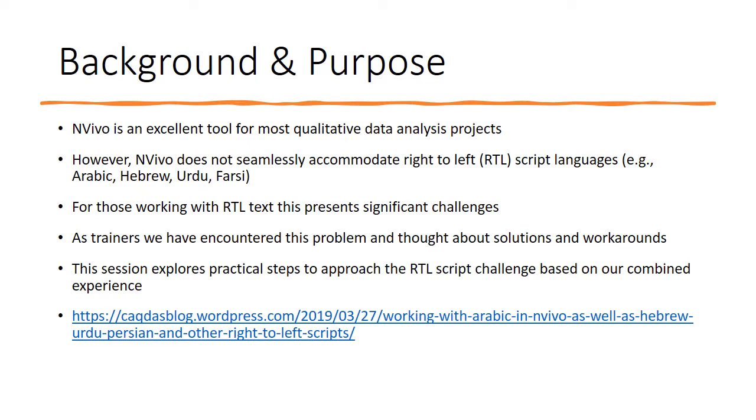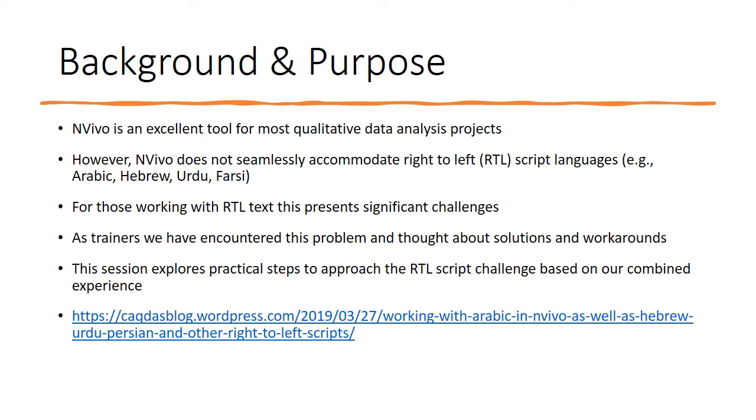Let me begin with some of the background and purpose of our presentation. Although NVivo is an excellent tool for most qualitative data analysis projects, one challenge researchers and trainers sometimes encounter is working with right-to-left scripts, such as Arabic. And NVivo does not seamlessly accommodate this kind of data or other files that are in right-to-left scripts. And for researchers and teams working with this kind of data, it presents some significant challenges.